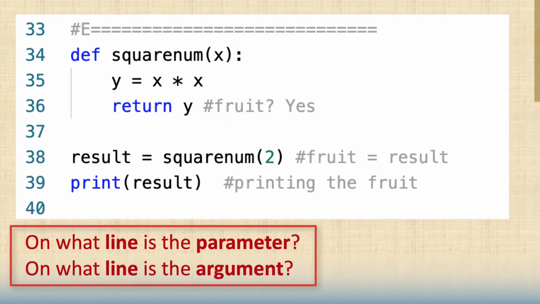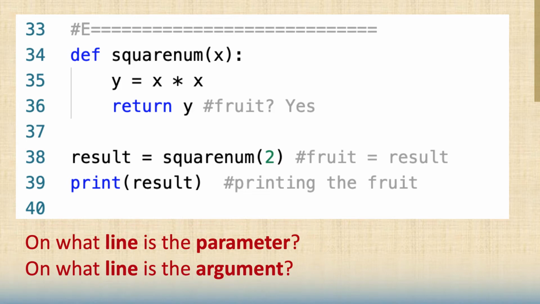Now in this one, it's just saying what line is the parameter, which line is the argument. Now by now, you should see that the argument is on line 38, that's the 2, and the parameter is the x on line 34, and that's what we were talking about in the previous slide. And we're still doing it the same way.